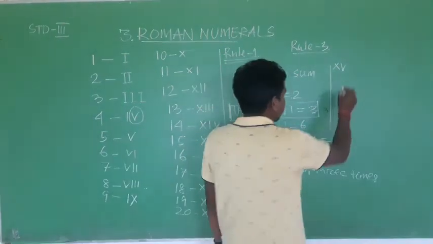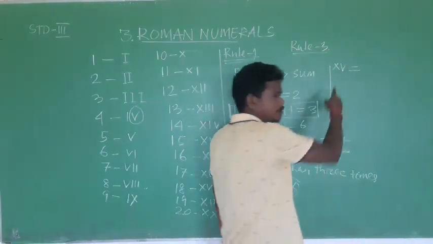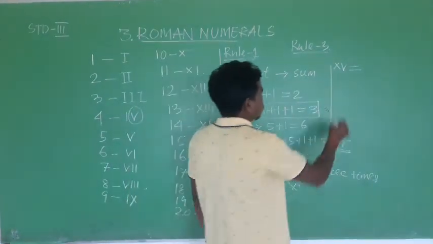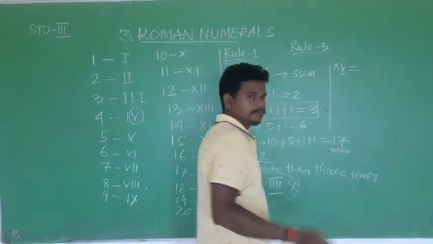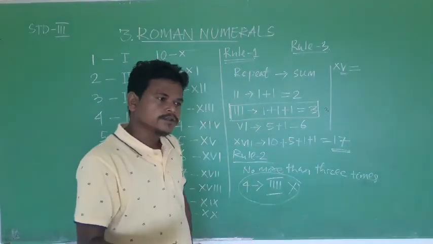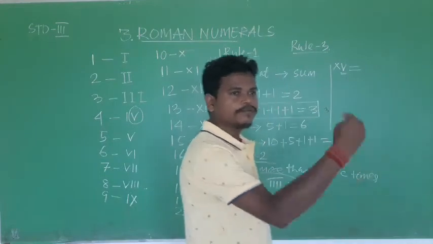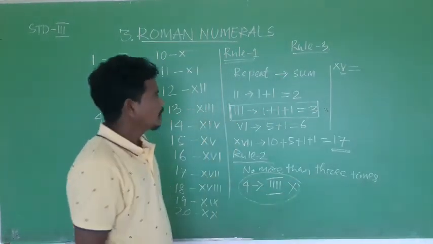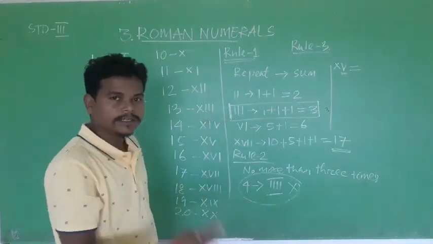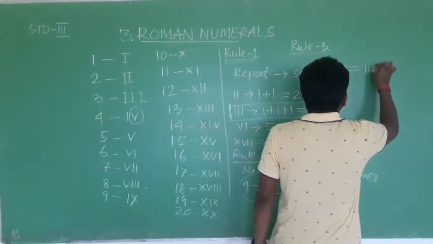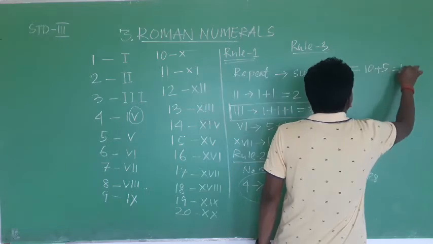Students, see, X means what? 10. Then what is there? V is there. V means what? 5. So 5 is placed after 10 and 5 is less than 10. It is placed to the right of the greater value numeral. So that will be 10 plus 5 is equal to 15.